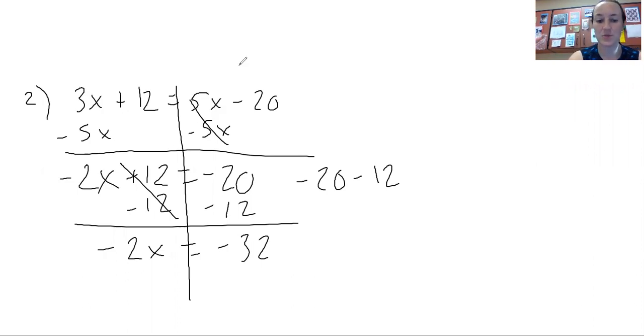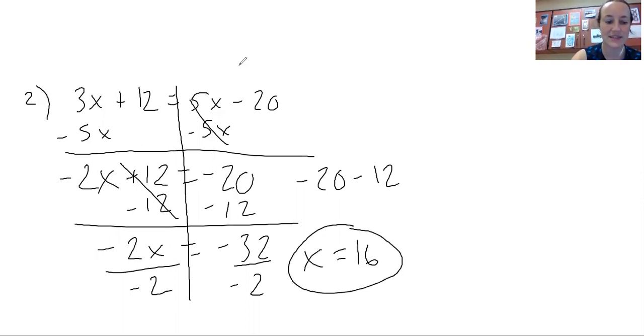Negative 2 and x are getting multiplied. So to undo that, let's divide. I am so proud of you guys for remembering to bring your negative sign down with the negative 2. And we end up with x is equal to a positive 16.